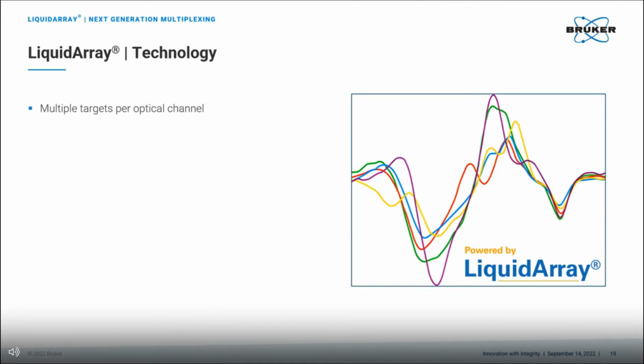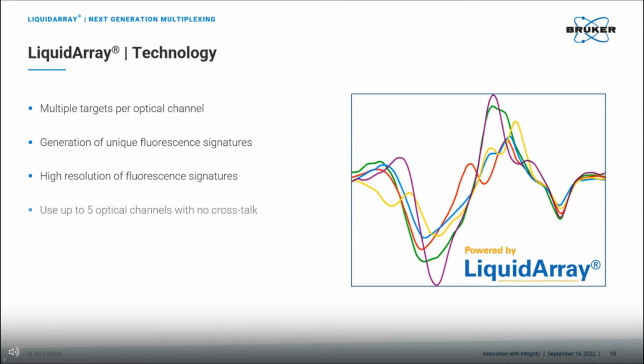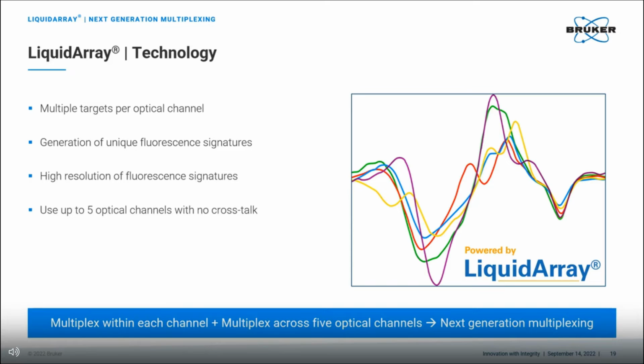So with LiquidArray, we're really able to target multiple targets per optical channel. We generate these unique fluorescence signatures. We have high resolution between the fluorescence signatures, and we can use up to 5 optical channels with no crosstalk between them. So this multiplexing within each channel, plus the multiplexing across the 5 optical channels, is what really delivers the next generation multiplexing that we see with LiquidArray.